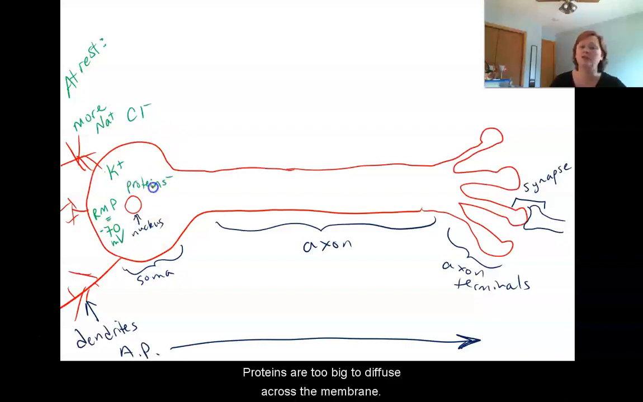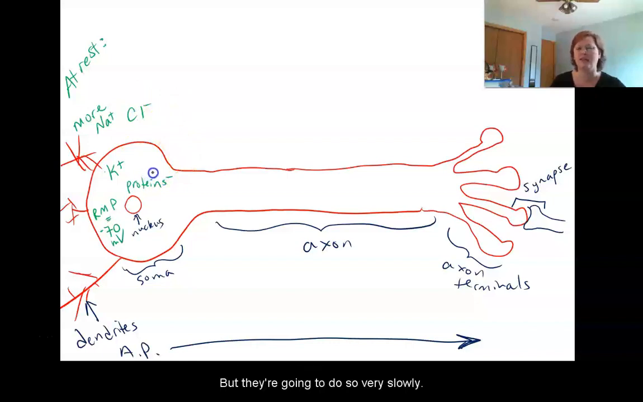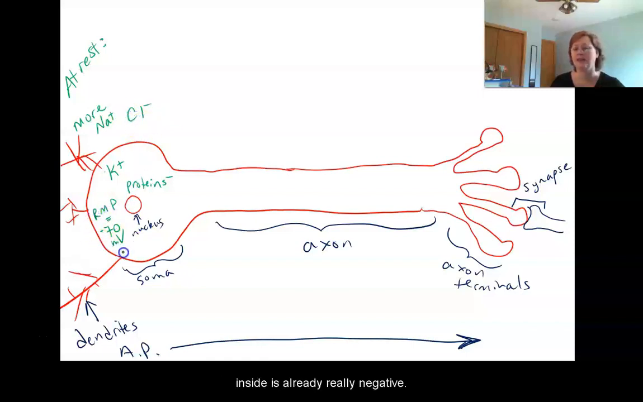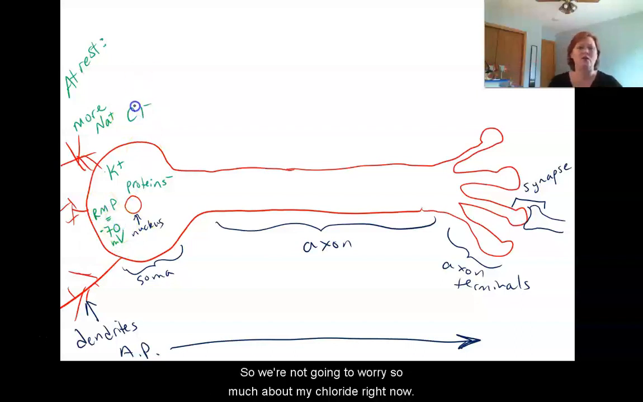Now my proteins are too big to diffuse across the membrane, and my chloride ions can diffuse into where there's fewer chlorides, but they're going to do so very slowly. They're not really going to want to do that because the inside is already really negative. So those two negatives repel each other. So we're not going to worry so much about my chloride right now.